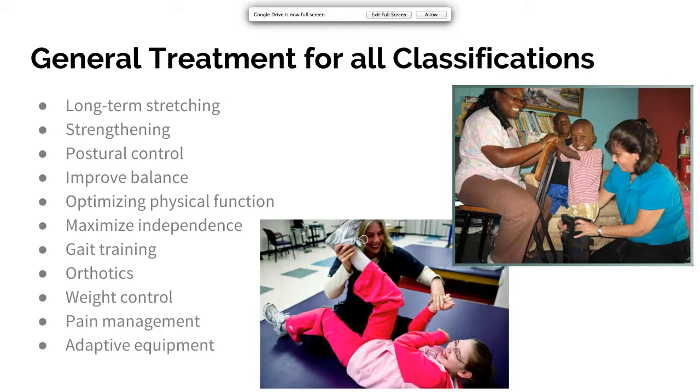For strengthening, there are muscle groups that are typically weak in children with cerebral palsy, including the hip extensors and abductors, the back extensors, and the ankle plantar flexors. There are many exercises and fun activities to work on these muscle groups, and we will be discussing some of these activities in lab, and we'll be practicing them.